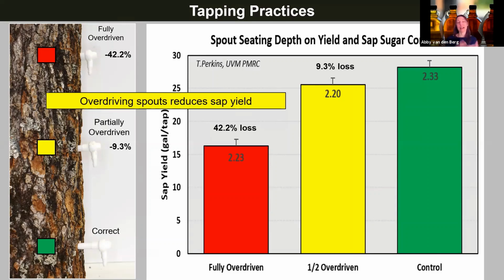So just not even making the clean hole, which is also another very, very important thing to do, but how well we drive in our spouts, how carefully we do, can have a significant impact on yield.